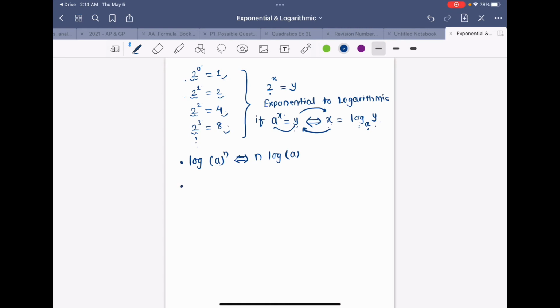Third rule. Log of a plus log of b is log of a times b, with a common base. The rule is that if the log terms are there, their bases are the same, coefficients are the same, and the middle sign is plus, the log will remain as it is, the base will remain as it is, and they get multiplied. That means a times b.